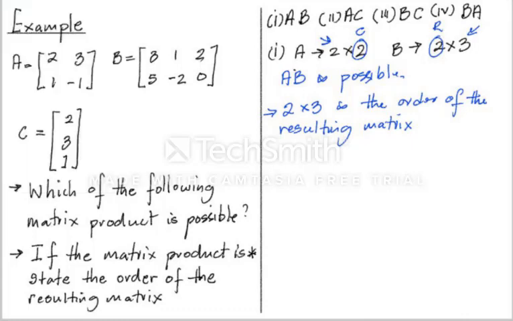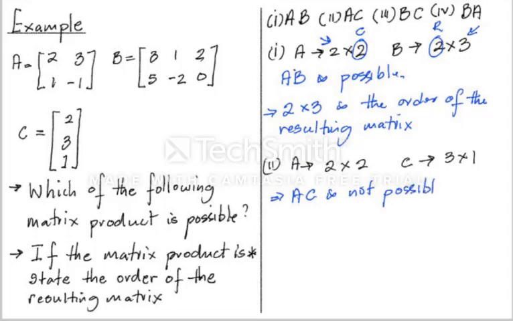All right. So the second one says AC. Let's take a look at C. A, we already stated, is a 2 by 2 matrix, and C is a 3 by 1 matrix. So therefore, AC is not possible, or it is not possible to find the matrix product AC.